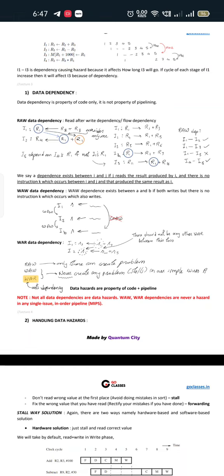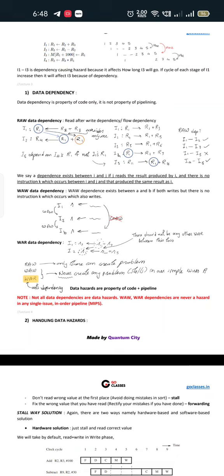I1 is R1 = R2 + R3, I2 is R4 = R1 + R5, I3 is R5 = R1 + R6, I4 is R3 = R1 = R2 + R3, and I6 depends on I4. I4 depends on I4, I6 depends. Okay, I6 depends on I4 and not on I1. I2 is R1 = R2 + R3, I5 is R11 = R1 + R16.